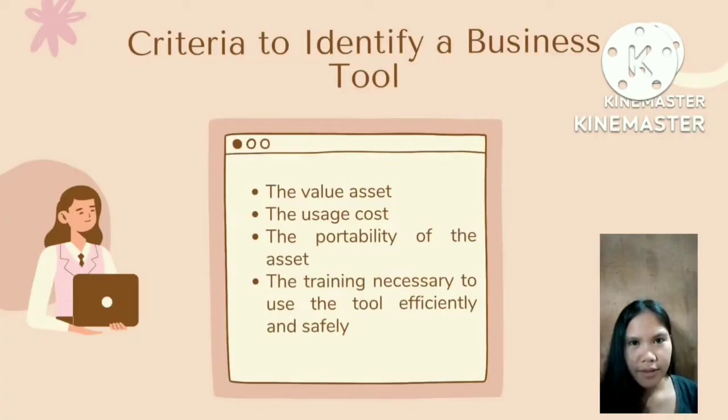The criteria to identify a business tool. One criteria is the asset value, another could be the usage. Mobile phones, for example, can be very expensive to buy or are sometimes free, but the cost of calls or internet charges can be frightening. Another is the portability of the asset. Mobile phones and portable computers are small and easily mislaid or concealed.